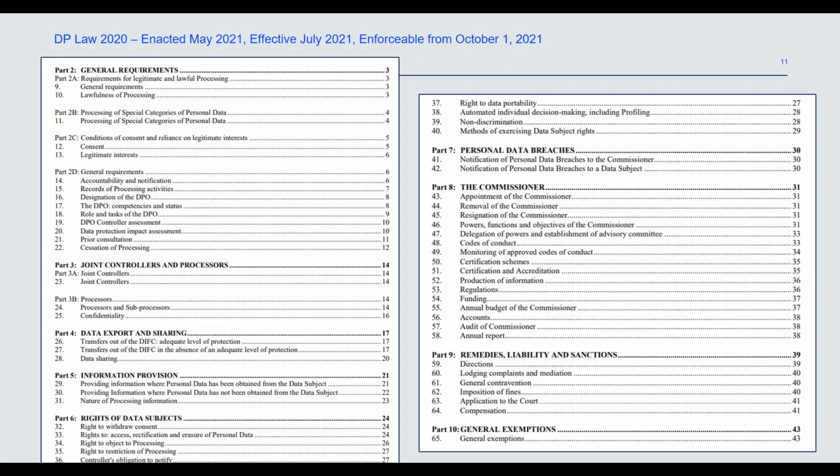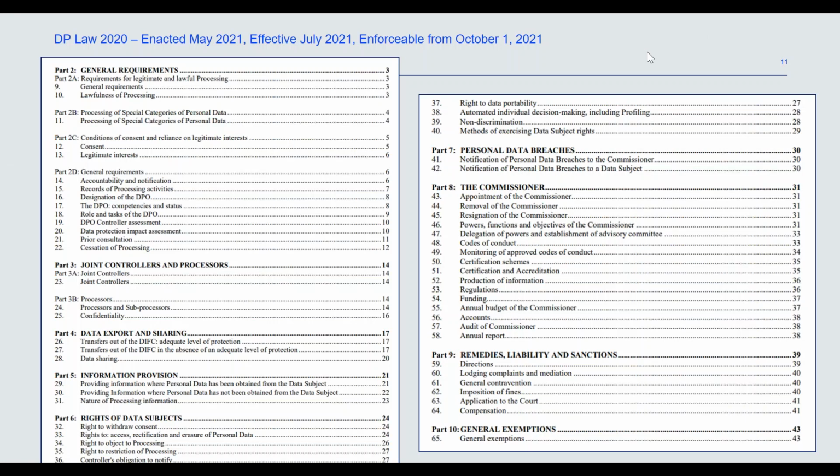Here's the overview of the law. This is exactly what you'll see if you go to our website, what the table of contents effectively of the law looks like. And you can see how it's broken down then as well. And it kind of makes sense when you look at it in terms of the parts of the law.